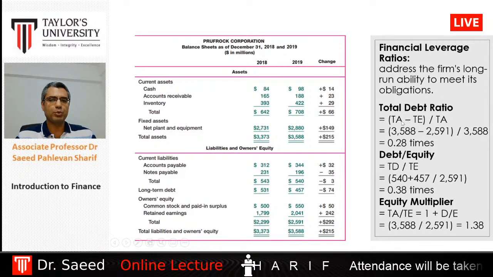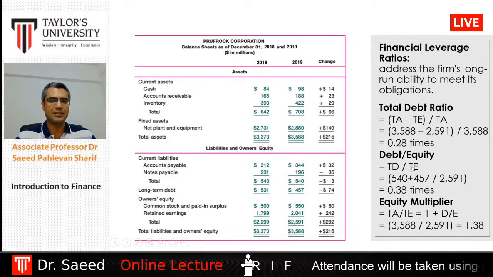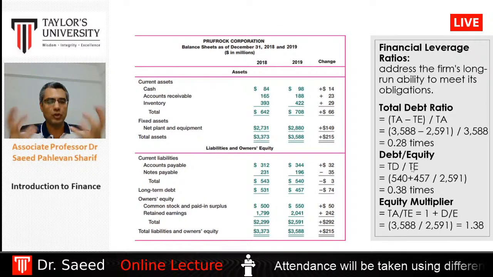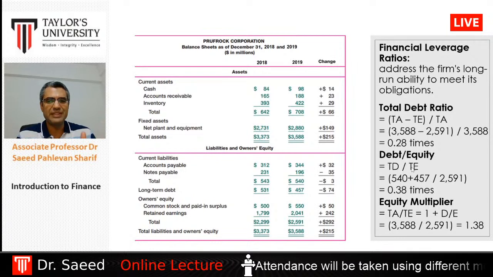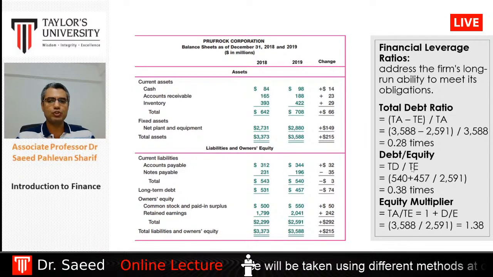Instead of reporting the proportion of debt to total assets, now we have debt to equity, right? By saying the same thing, it doesn't mean the same formula. It's the same concept. Again, we want to know how much of the assets is debt, the proportion of debt and equity, right? So you will get 0.38 times. This means for every $1 in equity, we have 38 cents in debt.